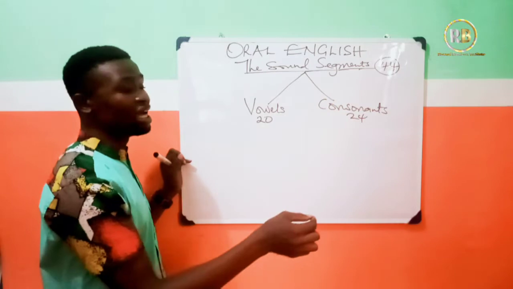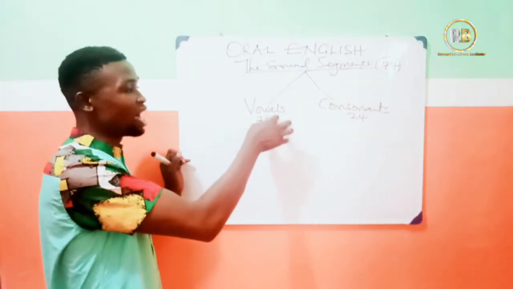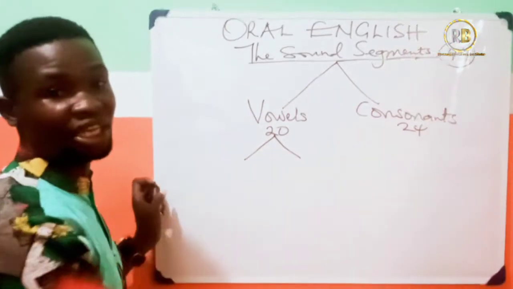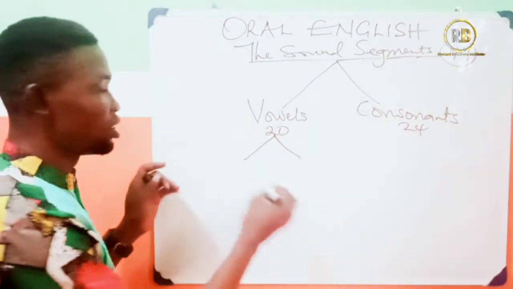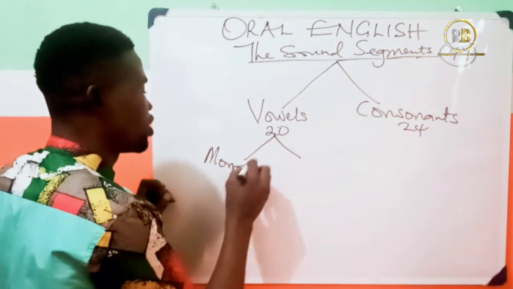Remember, the triphthongs are only applied to the vowels. They are 5 in number. If we add the triphthongs, that means the vowels will not only be divided into 2, they will be divided into 3. But for today, we'll be treating the two aspects of vowels. Now, the first one is the monophthongs. Mono means one, don't forget.